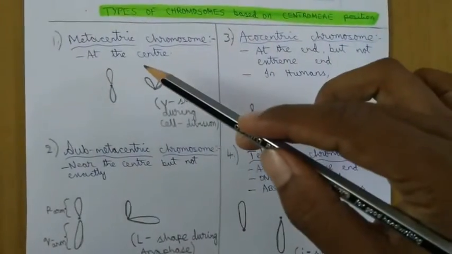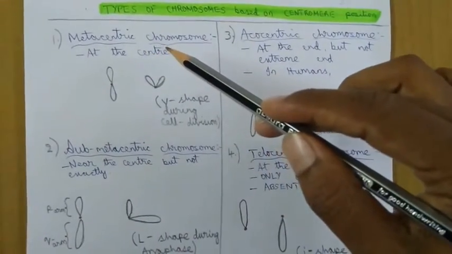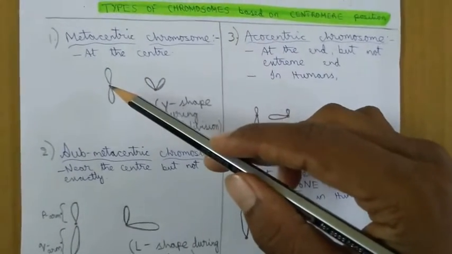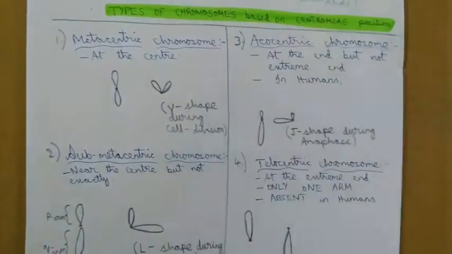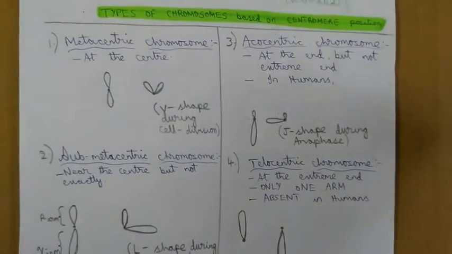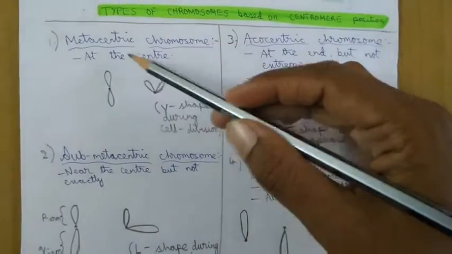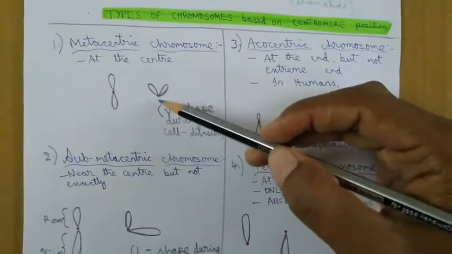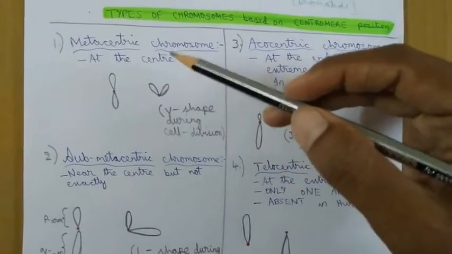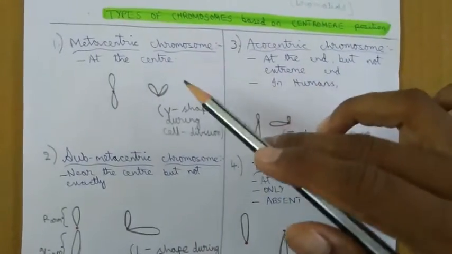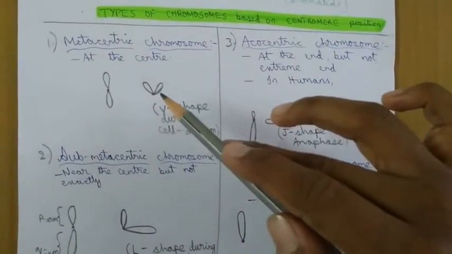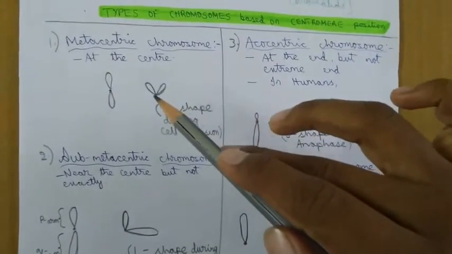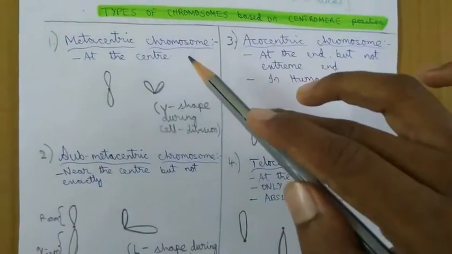Firstly, what is metacentric chromosome? In metacentric chromosome, the centromere is present exactly at the center of the chromosome. And during cell division, this metacentric chromosome is seen in V shape, like this. Later the spindle fibers attach and that process occurs, and during cell division the V-shaped chromosome is observed. If V shape is observed, it is called as metacentric chromosome.